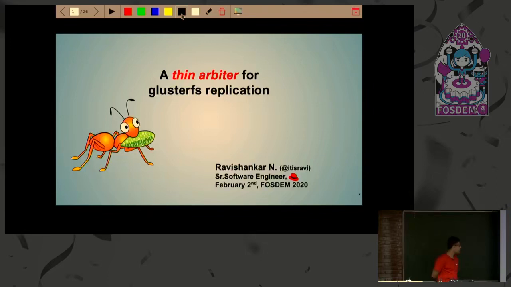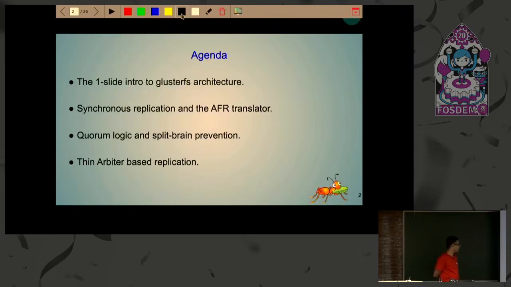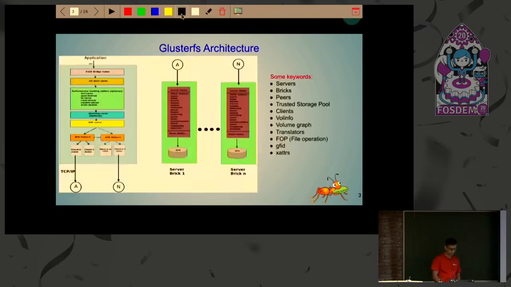So anyway, this talk is mainly about Thin Arbiter for glusterfs replication. The agenda for today is I'll spend the first few minutes on the first 3 bullet points, where I talk about what the glusterfs architecture is and how it achieves replication using the automatic file replication, or AFR, translator. And then we will discuss how quorum logic is important in preventing split brains when you're writing to files from multiple clients. Once we have an idea of these 3 things, then we can actually go to the topic, which is Thin Arbiter for glusterfs replication.